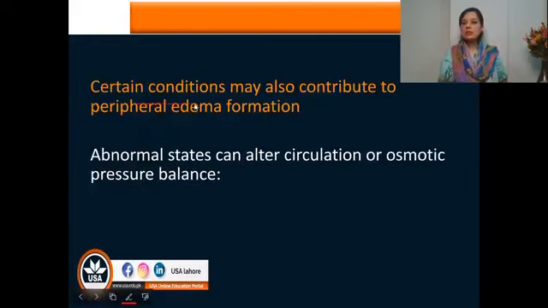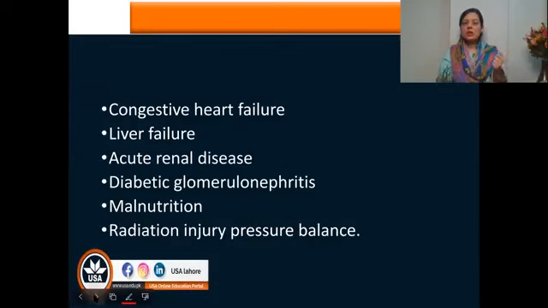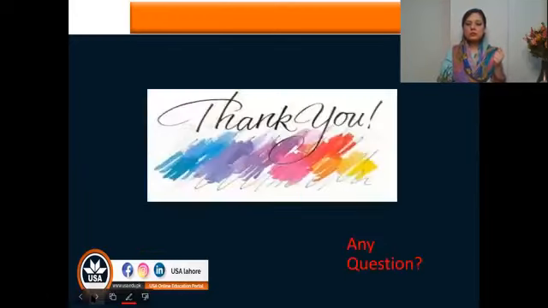And there are certain conditions that will contribute towards peripheral edema, like any abnormal states in the circulation or osmotic pressure balance, which are going to affect edema. So there are other conditions. The edema may be due to a secondary issue like congestive heart failure or liver failure. It may be due to acute renal disease, diabetic glomerulonephritis, malnutrition, and radiation injury. So this was all about the edema.